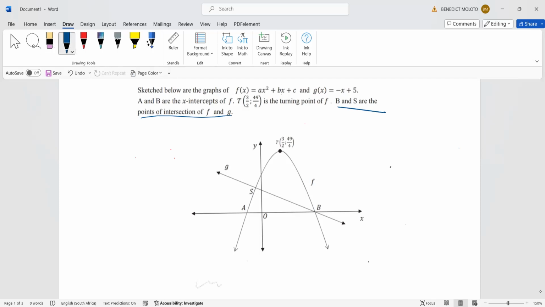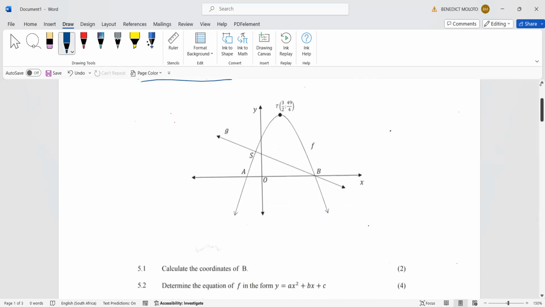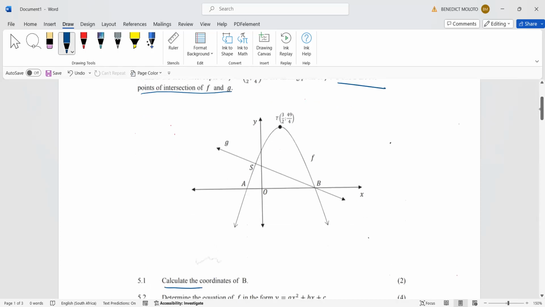Let's look at the questions. The first question says, calculate the coordinates of B. B is what? Our x-intercept, of both the f graph and the g graph. So how are we going to calculate B? In an x-intercept, our y is always equal to 0.